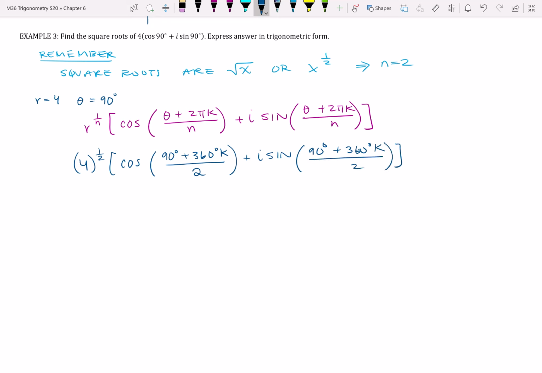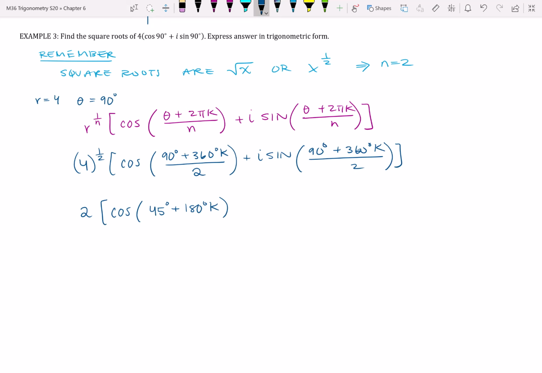And before I actually plug in values of k, the best way to proceed is to simplify this a little bit, because it's a little bit messy right now. Maybe we can clean up this quantity inside of the cosine and the sine. So 4 to the 1/2 power is the same thing as the square root of 4, which is just 2. So that's going to be 2 times cosine. And remember, this 2 here is dividing both of these terms. So 90 degrees divided by 2 is just 45 degrees, and 360 degrees divided by 2 is 180 degrees k.